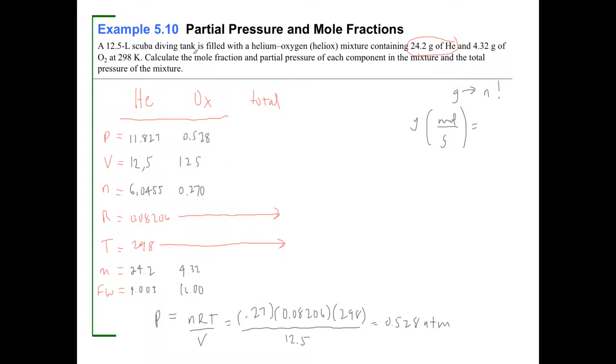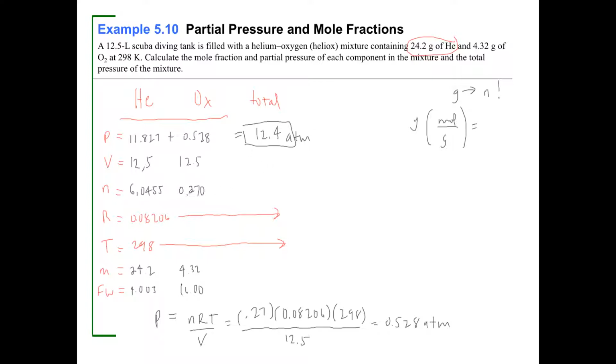All right. Calculate the mole fraction and partial pressure of each component. Okay, so I've already got my partial pressures of each component. And then the total pressure is just going to be the sum of those two, of course, right? So the total pressure is going to be 11.827 plus 0.528 equals 12.355. Well, let's do sig figs now. With 3 sig figs, that's going to be 12.4. 12.4 atmospheres. Pretty high pressure, right?